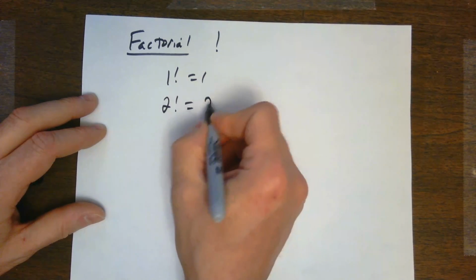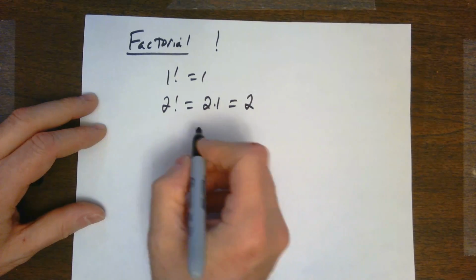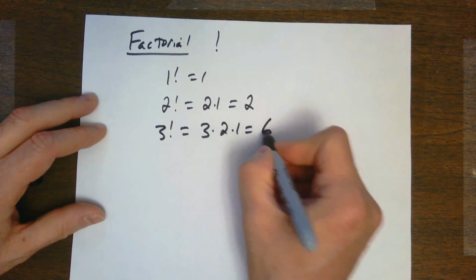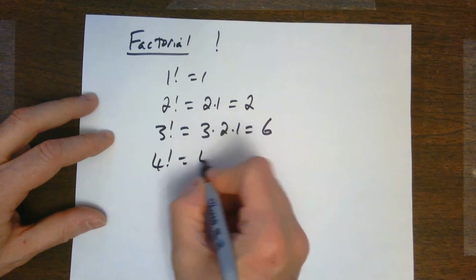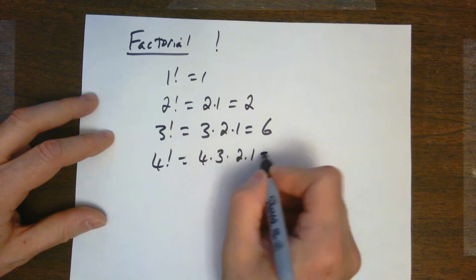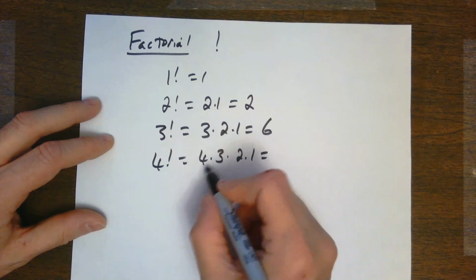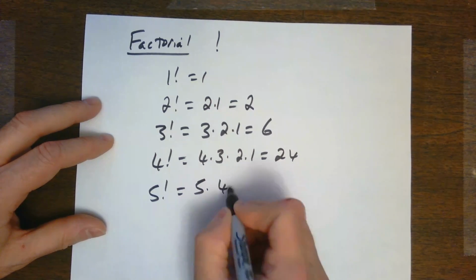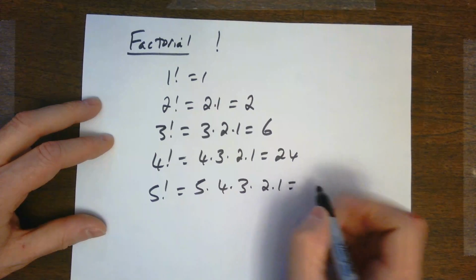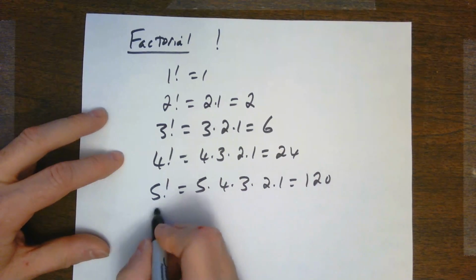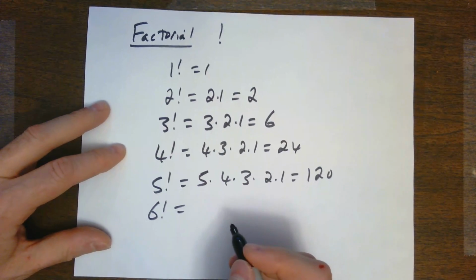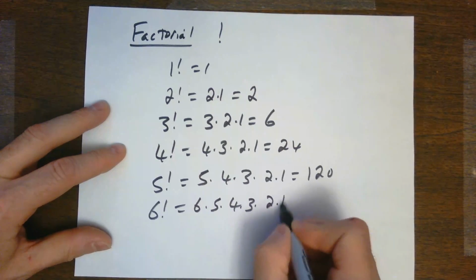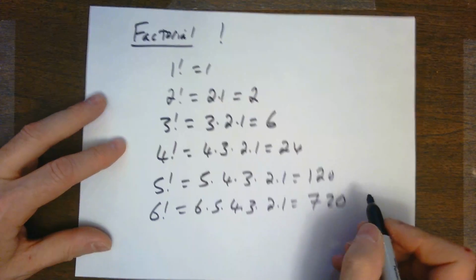2 factorial means 2 times 1, which is 2. 3 factorial means 3 times 2 times 1, which is 6. 4 factorial means 4 times 3 times 2 times 1, which is 12 times 2, 24. 5 factorial means 5 times 4 times 3 times 2 times 1, which is 120. 6 factorial, do you see the pattern here? 6 times 5 times 4 times 3 times 2 times 1 equals 720.